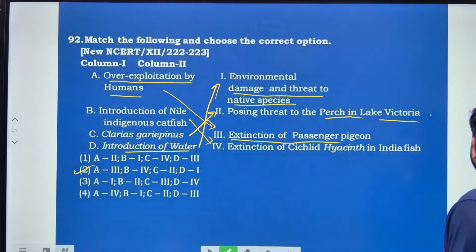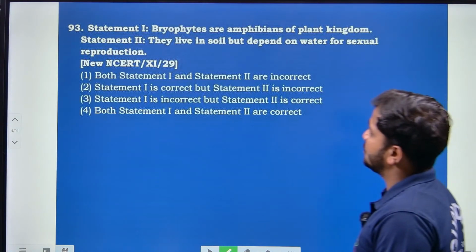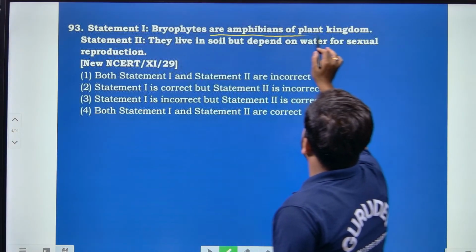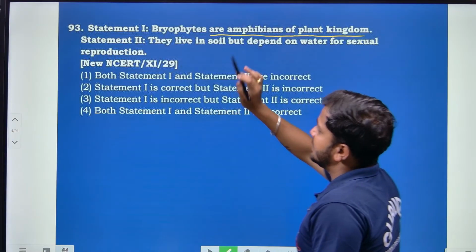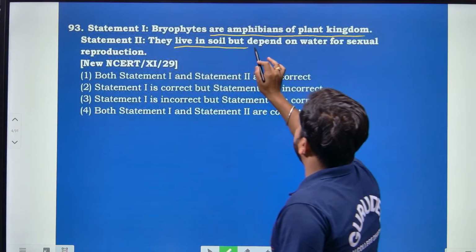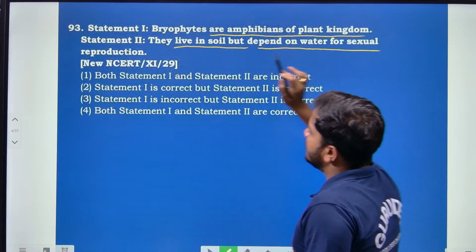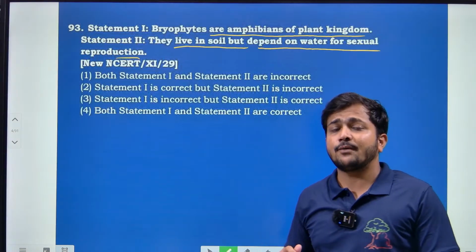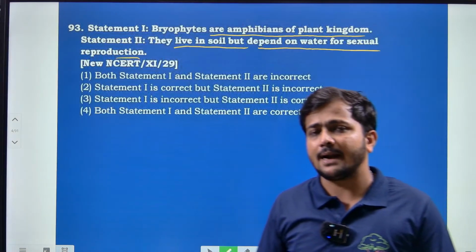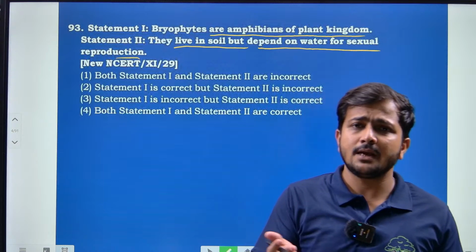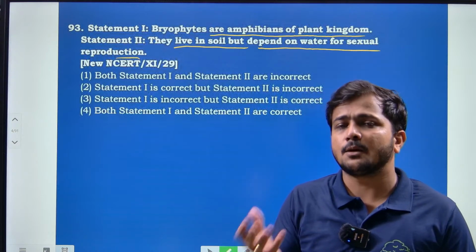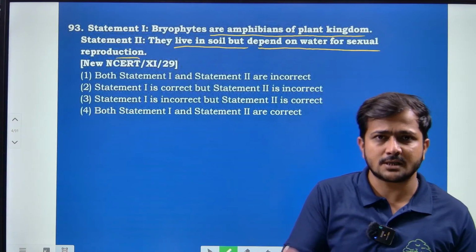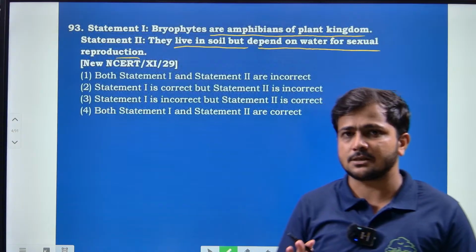Then we'll go ahead further with the next question. Statement 1 says bryophytes are the amphibians of the plant kingdom. Statement 2 says they live in soil but depend on water for sexual reproduction. So overall, bryophytes can be considered amphibians of the plant kingdom. The reason is being nearer to the water, mainly the moist condition, the terrestrial form where moist condition is a must.